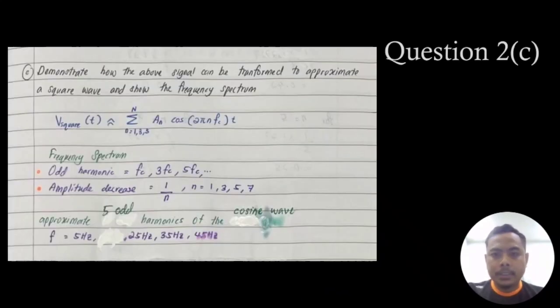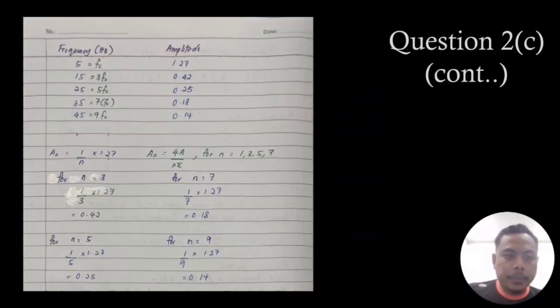Last but not least, in question number 2C, we need to demonstrate how the above signal can be transformed to approximate a square wave and show the frequency spectrum. A square wave can be represented by adding odd harmonics of cosine signals. The approximation is given by v_square(t), which means the sum of a_n cos 2 pi n Fc t. In this example, we use 5 odd harmonics, which means f is equal to 5 hertz, 25 hertz, 35 hertz, and 45 hertz. As we can see here, the amplitude of each harmonic is decreasing as 1 over n.